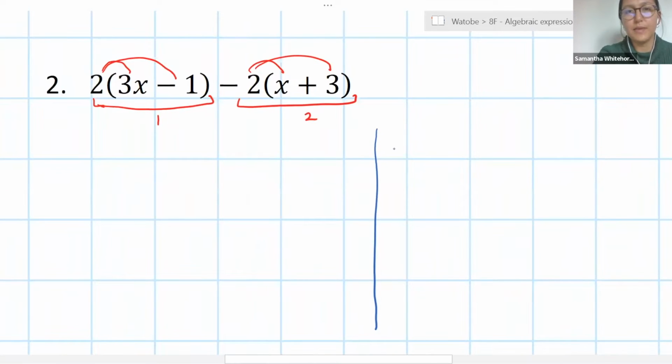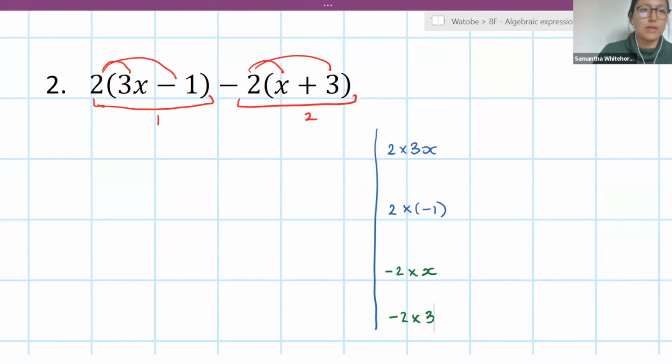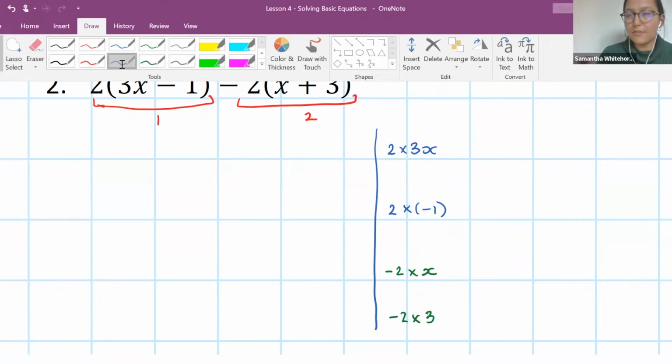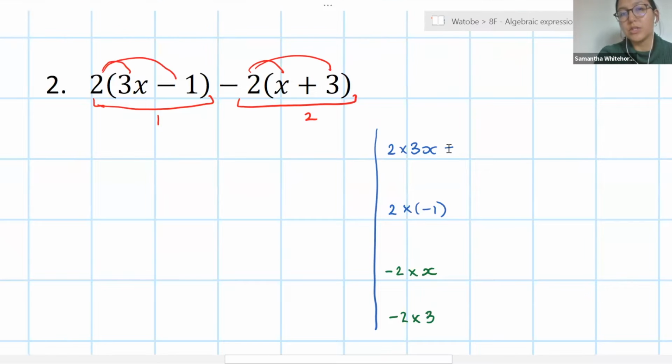For my first term, I needed to say 2 times 3x, and I needed to say 2 times negative 1. Okay, now remember, when we multiply negatives, we have to be careful of the signs. Then in term 2, I had a negative 2 times x and a negative 2 times positive 3. So we need to sort out those multiplications. Again, you don't have to do the stuff on the side that I'm doing, but it might help you just to organize your thoughts. So 2 times 3x is 6x.